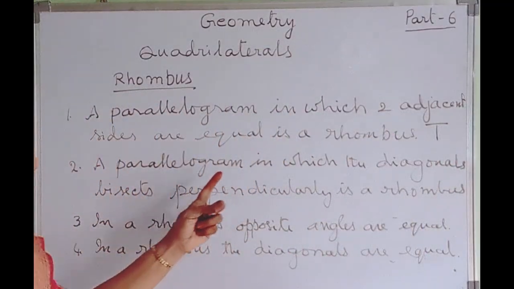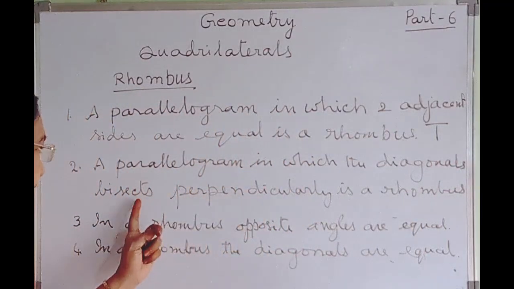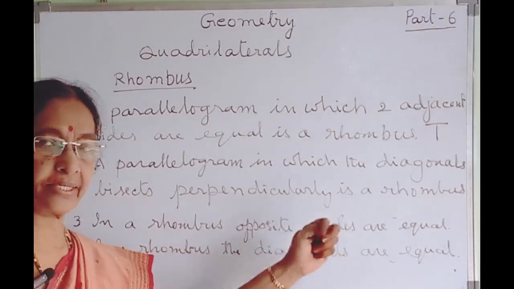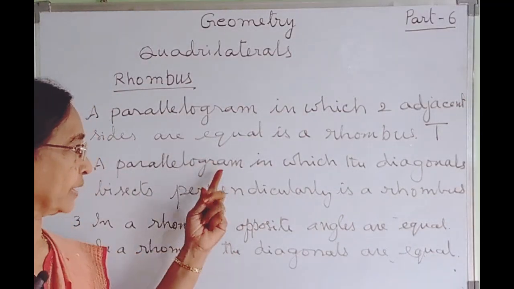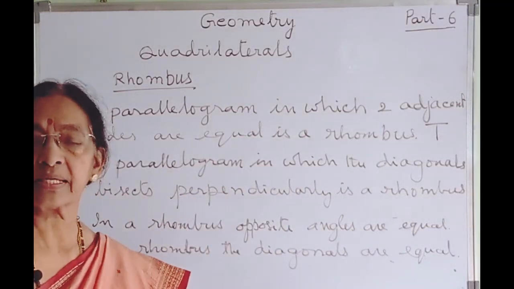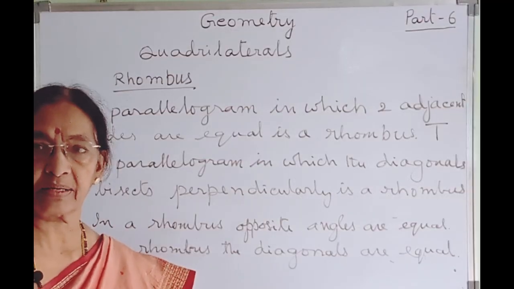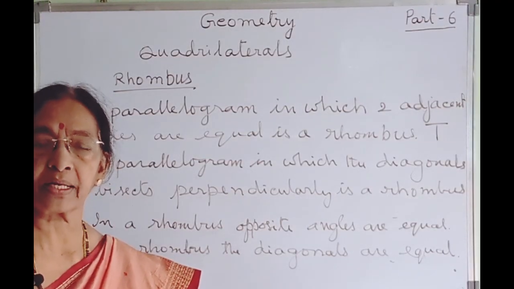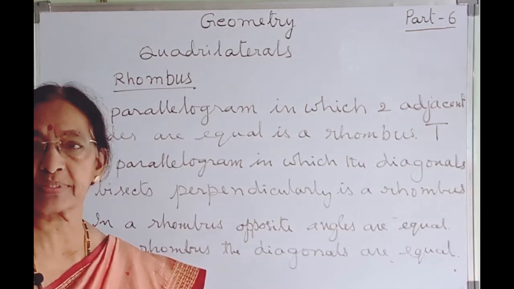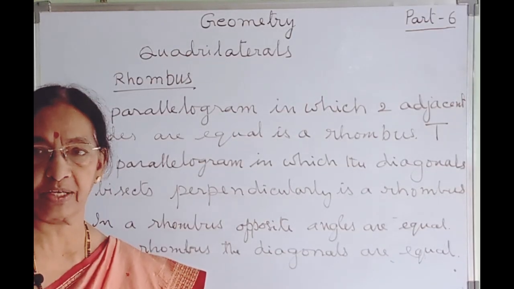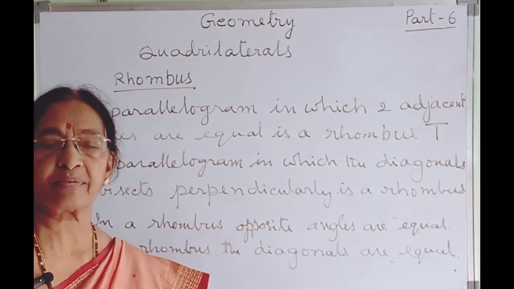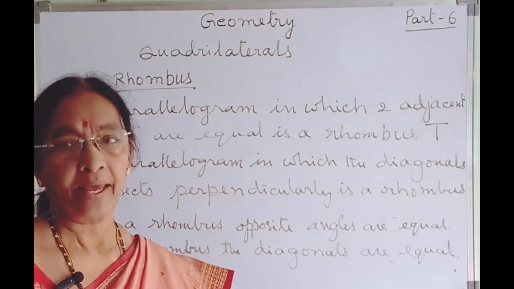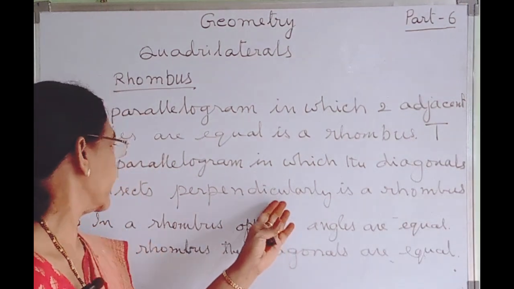Next, a parallelogram in which the diagonals bisect perpendicularly is a rhombus. It is also true. The diagonals bisect perpendicularly only when four sides of a parallelogram are equal. Therefore, when four sides of a parallelogram are equal, it is a rhombus. Therefore, this statement is true.